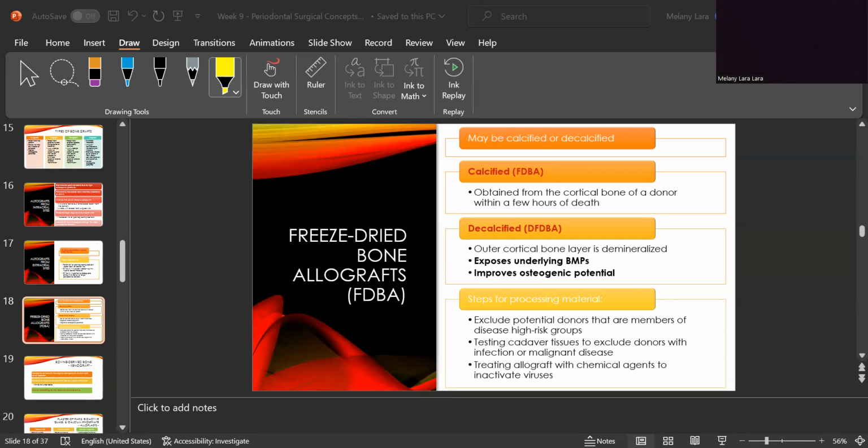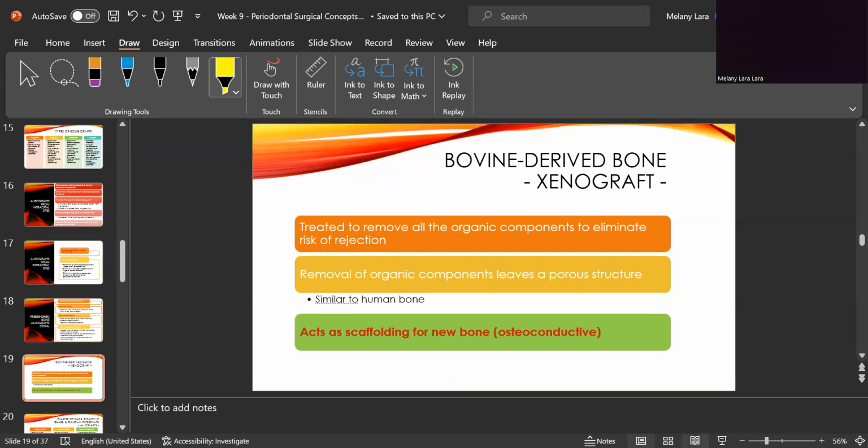Questions on that one? All right, let's talk about bovine bone now. Bovine derived bone is our xenograft. Same thing, since we're pulling from another species here, similar to the allografts, they're going to go through a rigorous process. They're going to want to remove all types of organic components from the bovine bone to reduce the risk of infection.